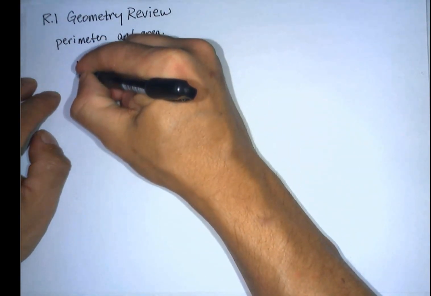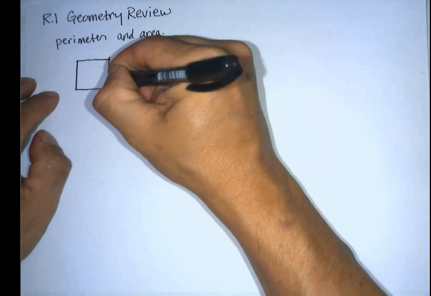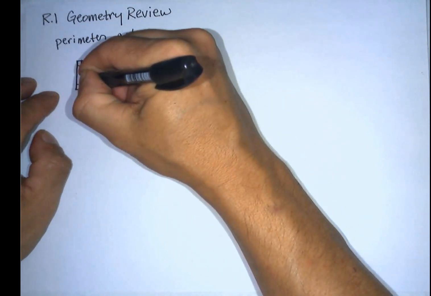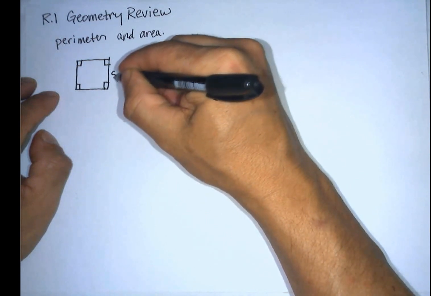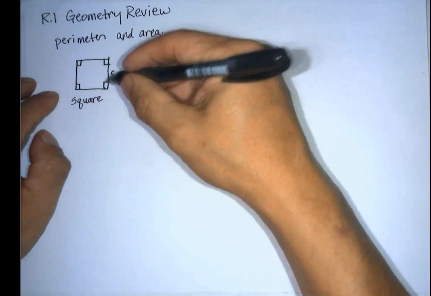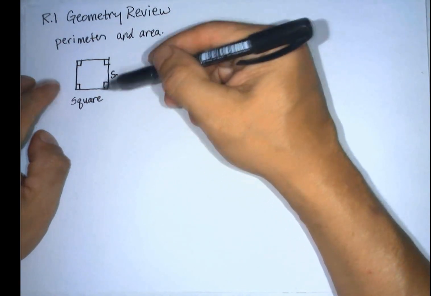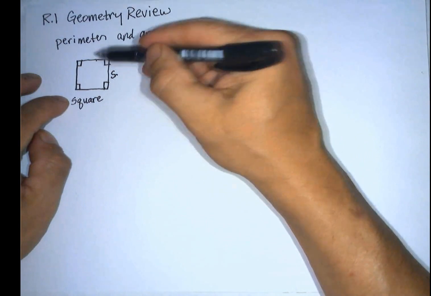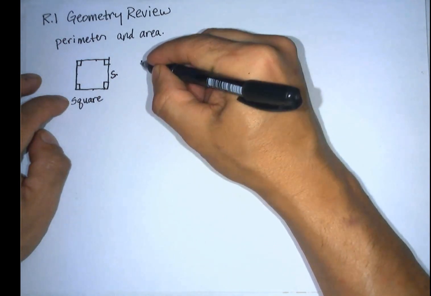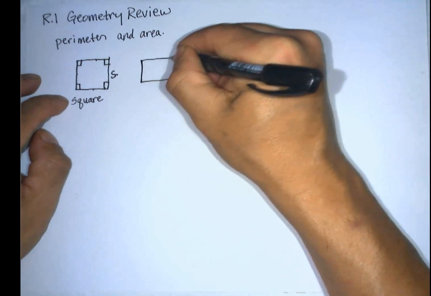The first shape is a four-sided figure, right angles on all sides, and all sides are the same, and that shape is a square. So S is considered the length of the side of the square, and since it's a square, all four sides are the same. So this side would be S, this side would be S, and this side would be S as well. The next shape we're going to look at also has four sides that meet at right angles, but only two of the sides are the same.